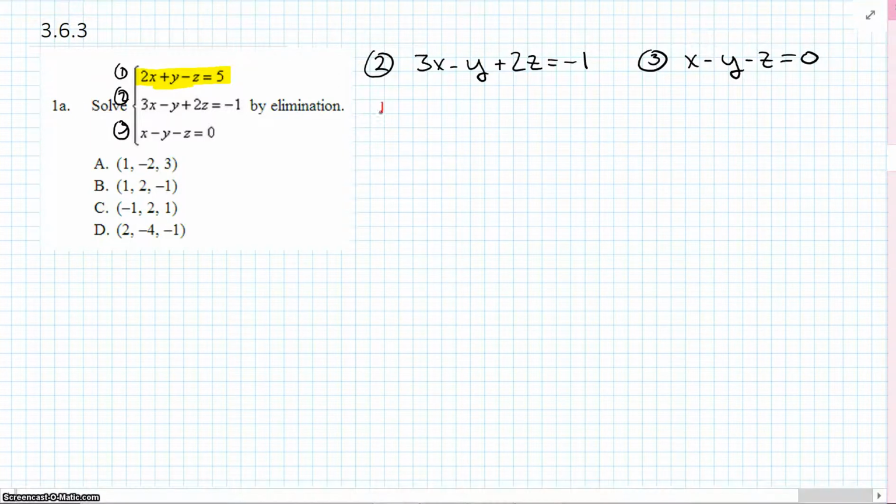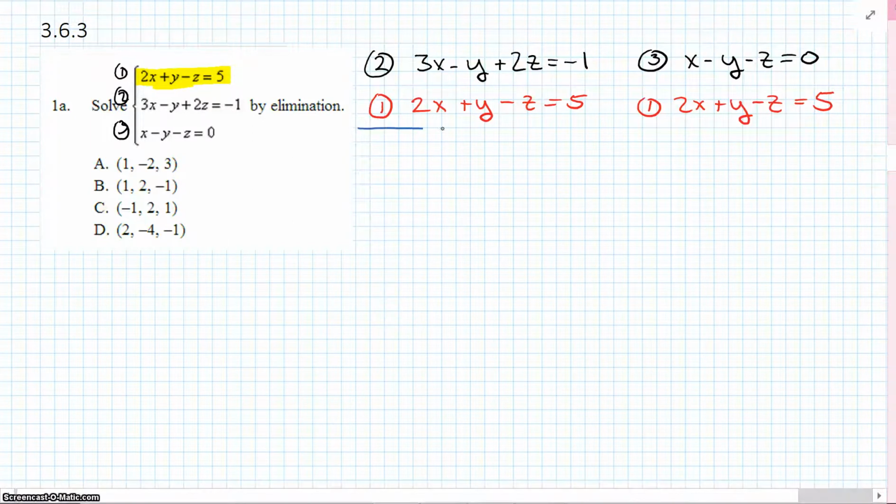So we're going to write equation 1 twice. That's the one we're going to use: 2x plus y minus z equals 5. So we're going to come up with a new equation, equation 4. We're going to add these since we have opposites of the y's. 3x plus 2x is 5x. The y's cancel. 2z minus z is a positive z. Negative 1 plus 5 is 4.